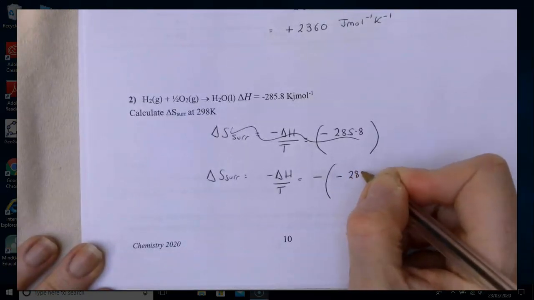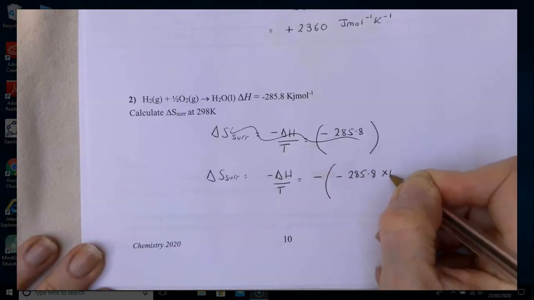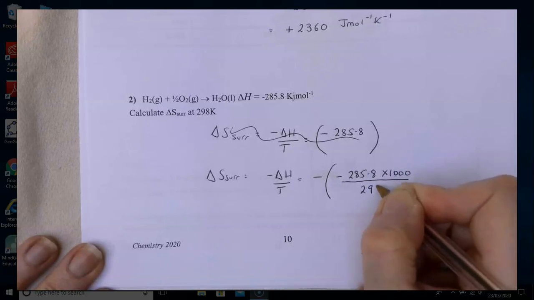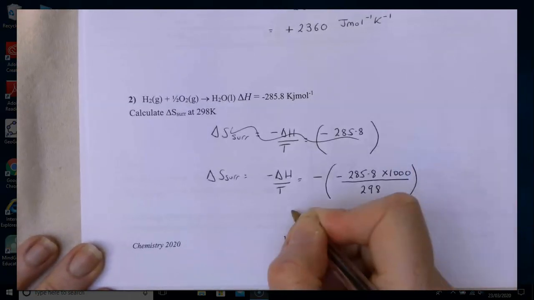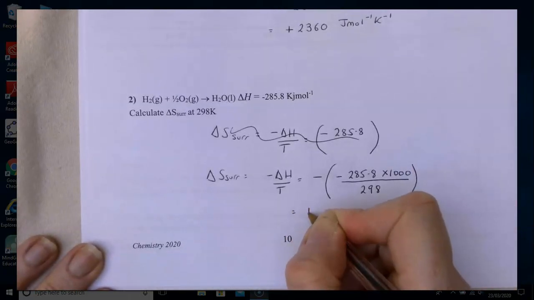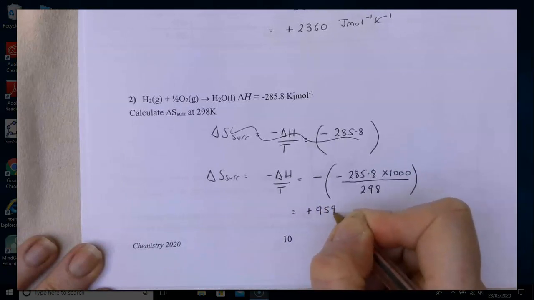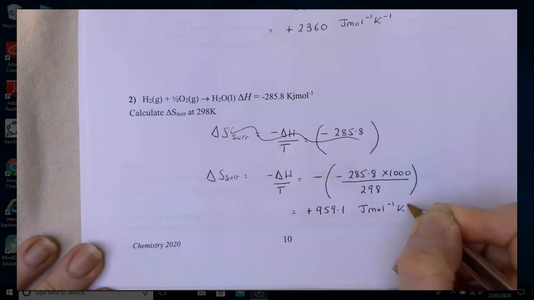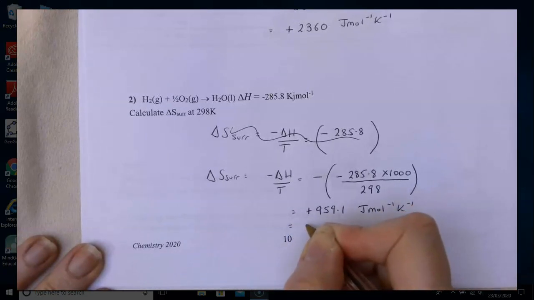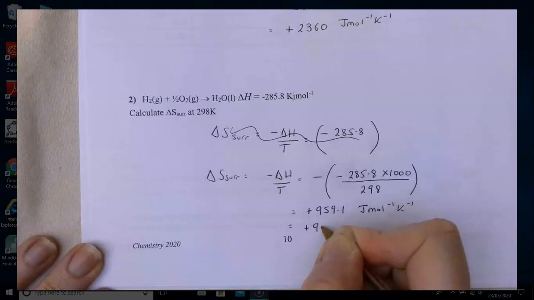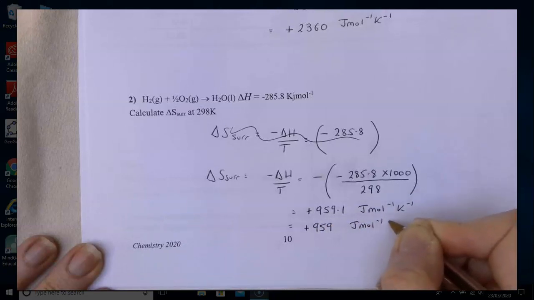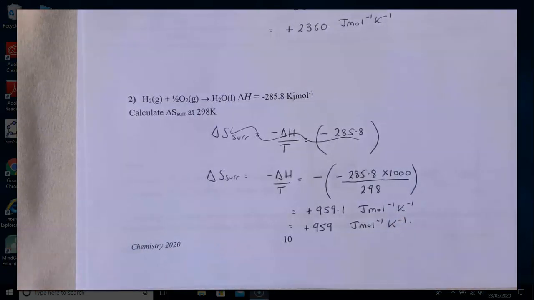minus 285.8 times by 1,000 divided by, again, 298. And I should get my answer as plus 959.1 joules per mole per Kelvin. I'd rather have my answer to 3 sig figs, so it's plus 959 joules mole to the minus 1, K to the minus 1. And those are the easiest type that you're going to come across.